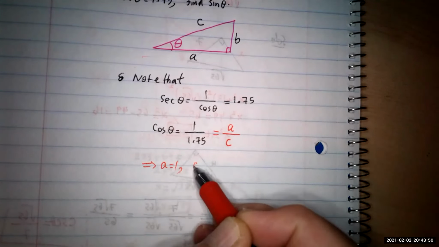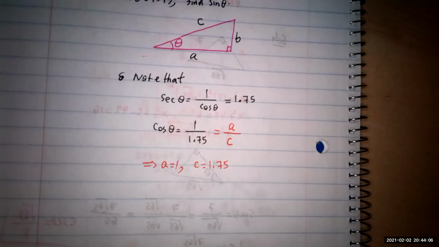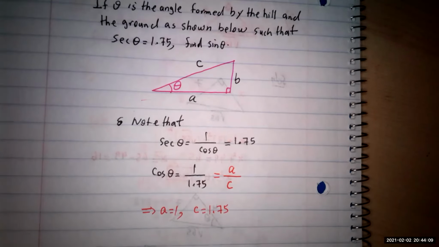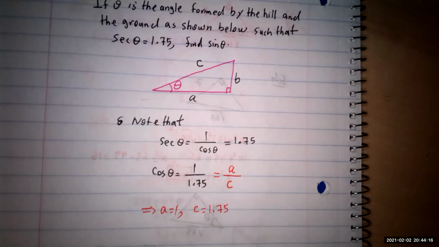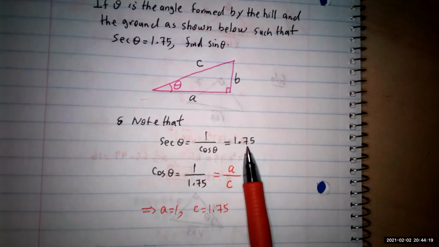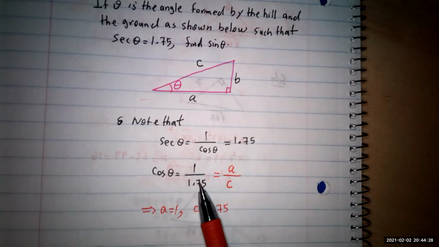You see, in the previous problems, A, B, C was given to you directly. But in this type of problem, they give you one of these functions. In this case, the secant was given to you. Secant is 1 over cosine, so 1 over cosine is 1.75. We use the reciprocal to get the cosine, which is 1 over 1.75.